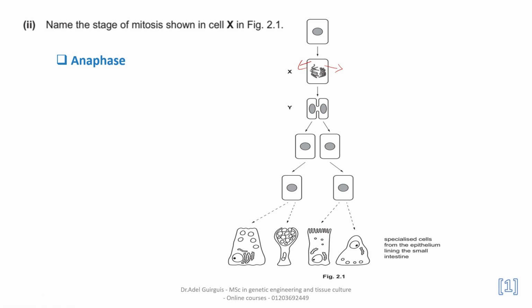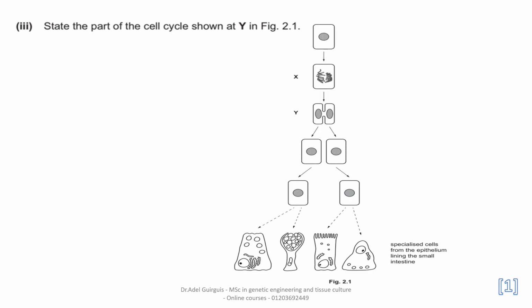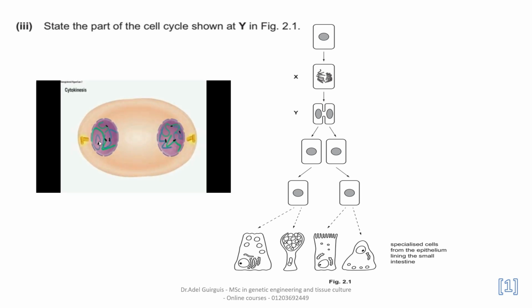Now for triple I, state the part of the cell cycle shown at Y in figure 2.1. What's the name of Y? Stage or part of the cell cycle. The cell cycle is divided into 3 parts: interphase, mitosis, and last one, cytokinesis. Look at cytokinesis, please.